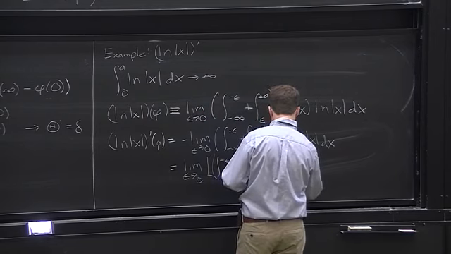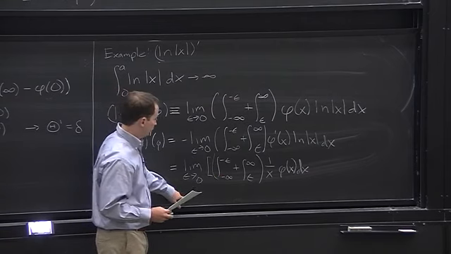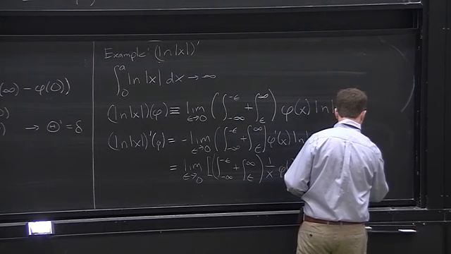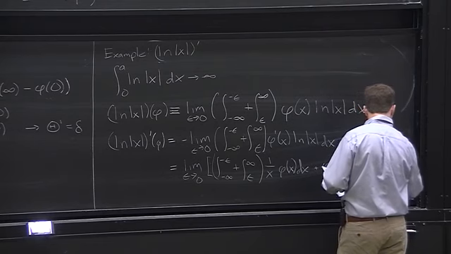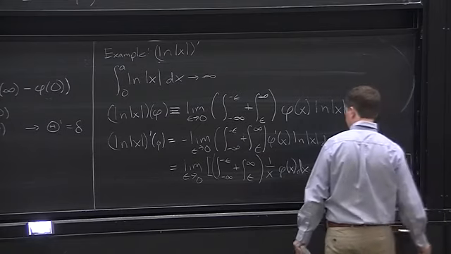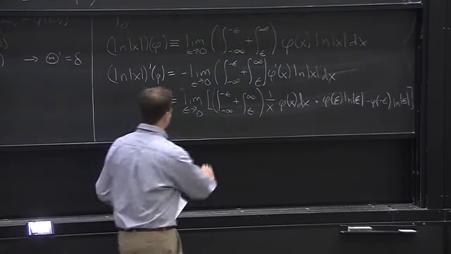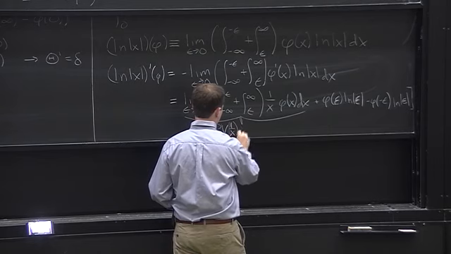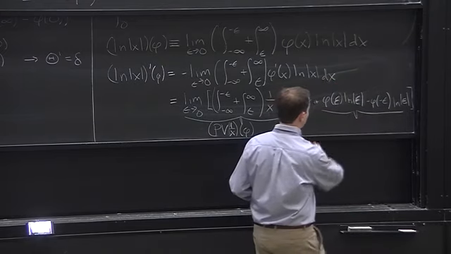The first of which should look familiar from tutorial. This is just the principal value distribution. And then we get the boundary terms, which are phi of epsilon, log of epsilon, minus phi of minus epsilon, log of epsilon. So this first term is just the principal value distribution acting on phi. And the second term, these boundary terms, well, we can do a little bit more work.